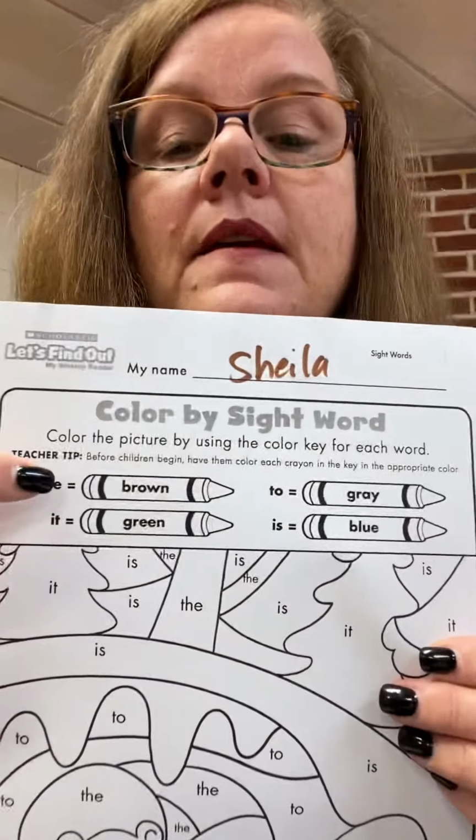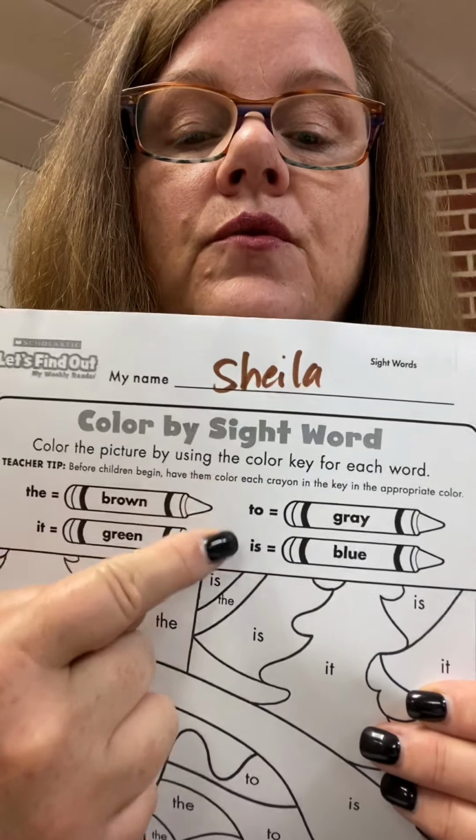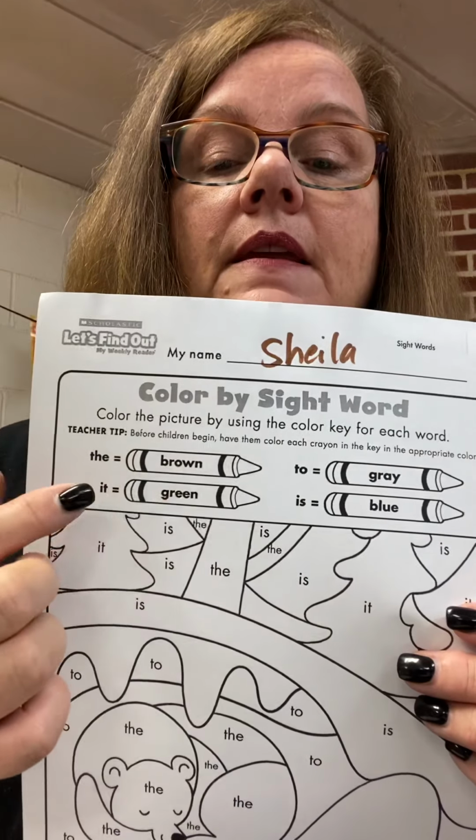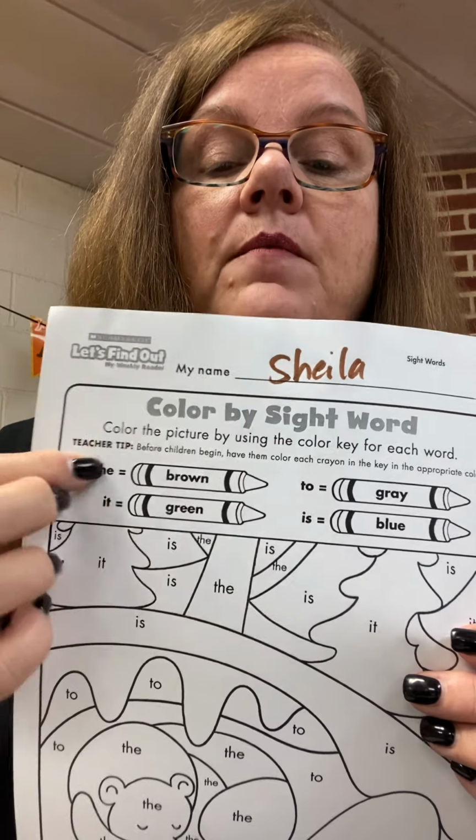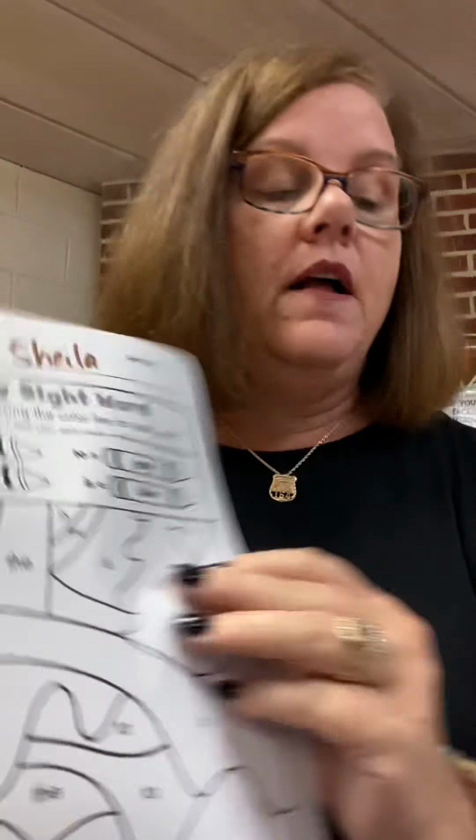All right, the last worksheet that we're going to do is color the sight words. And the 4 sight words that we're learning on this worksheet are the, it, to, and is. The, it, to, and is. And then you can see that next to the sight word is the color that we're coloring them. So I'm going to very quickly just put some crayon in here for you. But you can ask your adult to help you with this.